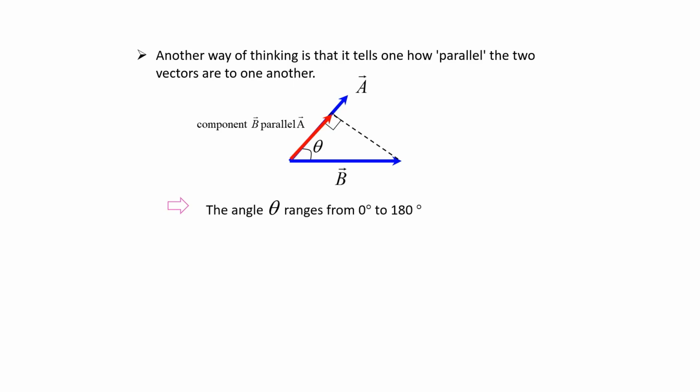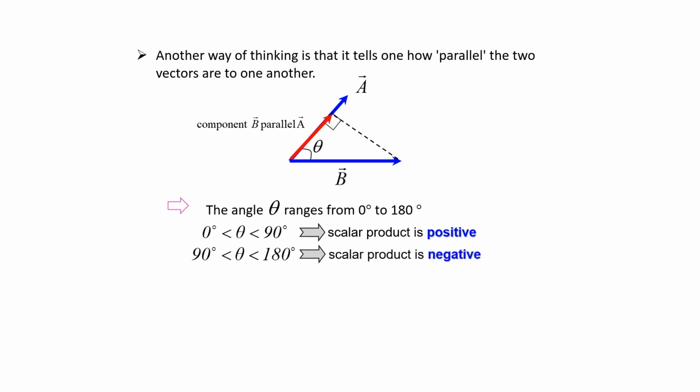What we can conclude, the angle theta ranges from 0 degrees to 180 degrees. If theta is greater than 0 degrees but less than 90 degrees, the scalar product is going to be positive. If theta is between 90 degrees and 180 degrees, the scalar product will be negative. When theta is equal to 90 degrees, the scalar product will become 0.